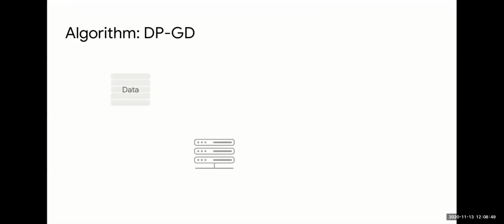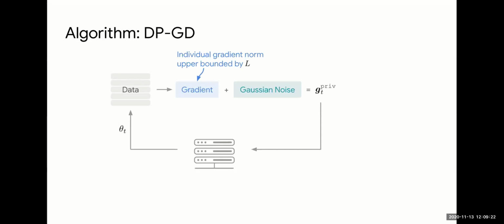Now let's look at the detail of our result. The algorithm we want to analyze is one of the very generic algorithms, the DPGD. First, there is some computer and some data set. The computer has its current estimation of the model theta t, and it will query the data for the gradient at this model. Here we assume the gradient to be the exact gradient instead of the stochastic gradient. And for privacy purpose, we assume the gradient of individual example has the L2 norm upper bounded by some parameter L. To guarantee privacy, we will be adding Gaussian noise to form a private gradient, G priv t, which is sent back to the computer.